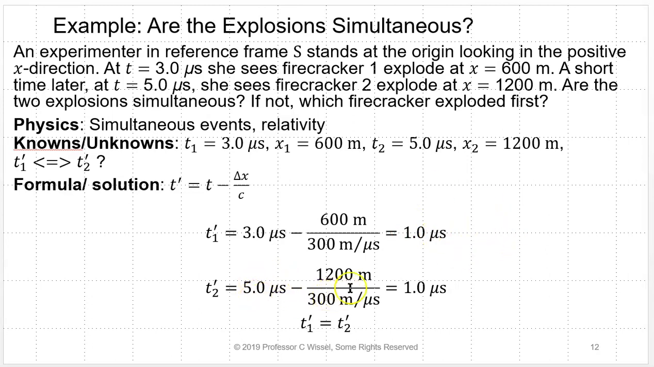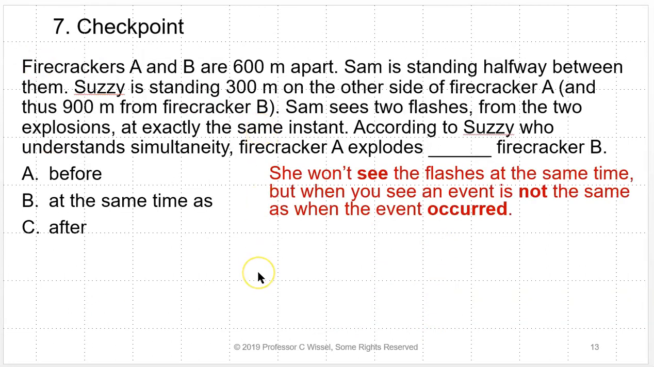She applies the same equation again using t2 and the distance, and she comes out with the same time. This means it actually occurred at the same time. She didn't see them at the same time. She saw this one occur at 3 microseconds, and this one at 5 microseconds, but the first one was only 600 meters away. The second one was 1,200 meters away. So when you take the different light travel times into account, they end up having occurred at the same time, so they are simultaneous.